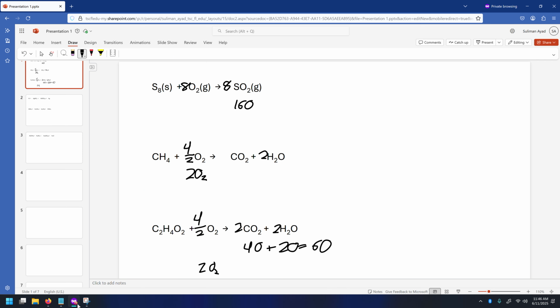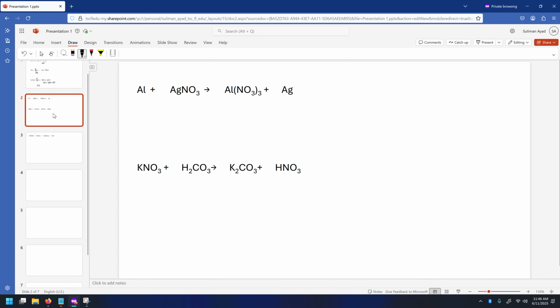Moving right along then. These are reactions that we call either single displacement or double displacement, depending on whether one partner was swapped or both partners were swapped. Here in the case of aluminum and silver nitrate, the nitrate polyatomic ion is leaving the silver and going to the aluminum on the reactant side.